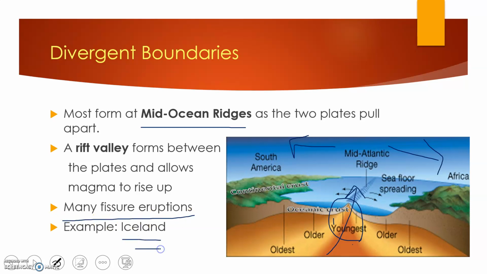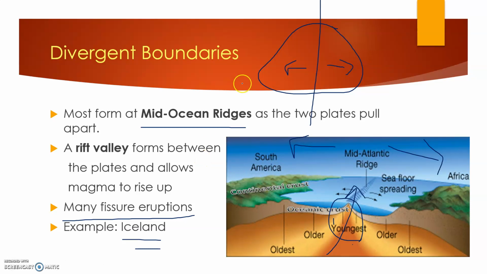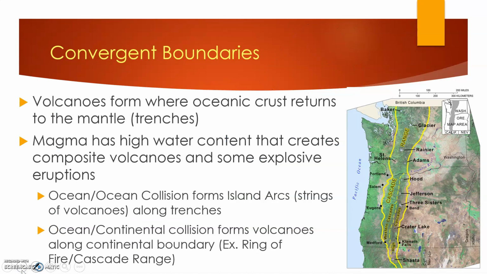A great example is Iceland, because Iceland, the entire country, is literally divided like this, and the two parts of the country are moving in opposite directions. They have lots of fissure volcanoes. Second type of place that they occur is a convergent boundary, and this is where volcanoes form when oceanic crust returns to the mantle to form trenches, where subduction happens.